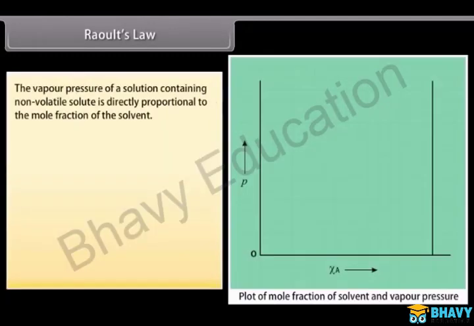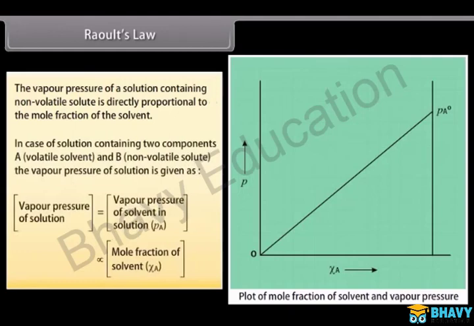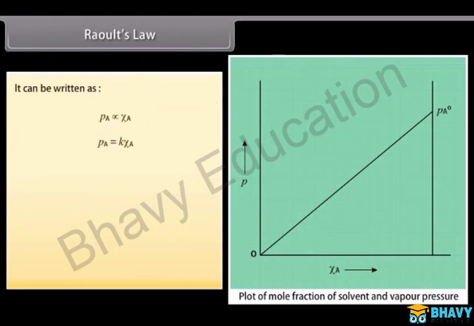Raoult's law. The vapor pressure of a solution containing non-volatile solute is directly proportional to the mole fraction of the solvent. In case of solution containing two components, volatile solvent and non-volatile solute, the vapor pressure of solution is given as PA = K XA, where K is proportionality constant.